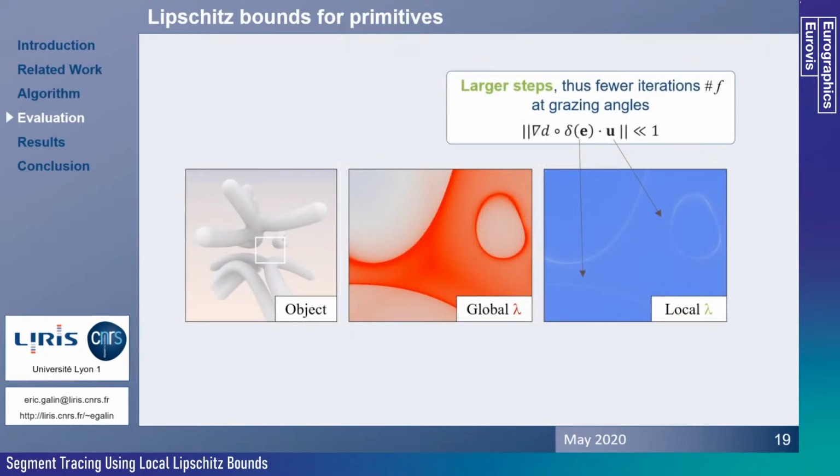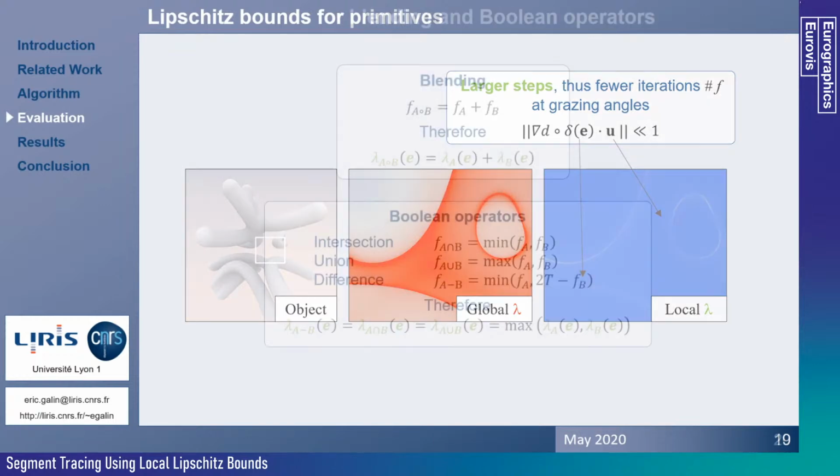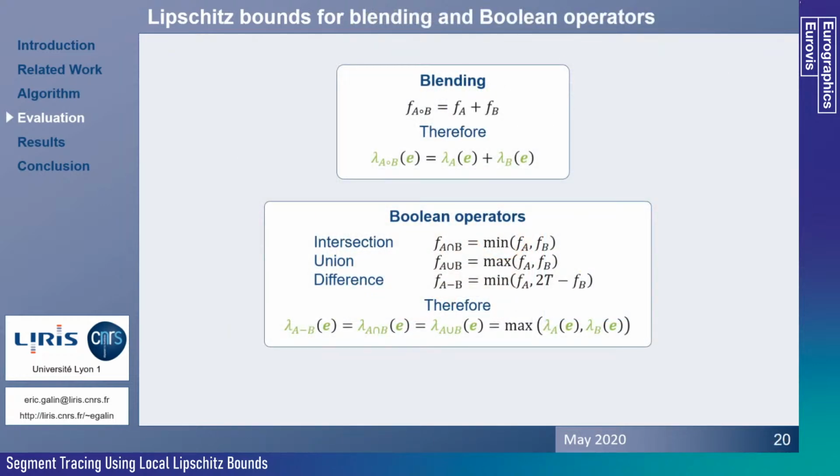This example shows that computing a tight bound is very effective for the parts of the ray that tend to be orthogonal to the gradient of the field function. During the adaptive marching process, those cases occur in particular whenever the ray gets close to the primitives, especially at grazing angles. Let's have a look at operators, and let's start with the easy ones.